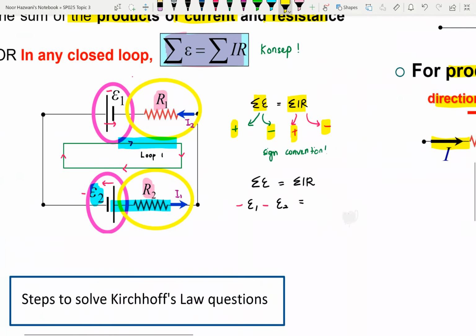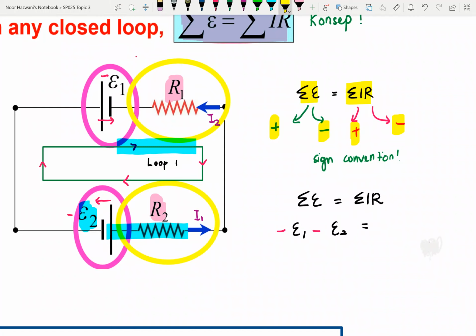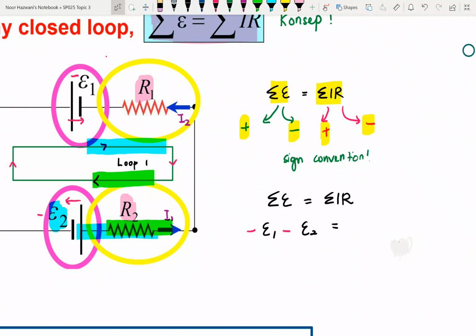Okay, let's say kita tengok kat sini. Loop kat sini dia ke arah kiri. Tetapi sekarang I1 yang lalu ke R2 adalah ke kanan. Jadi dia opposite kan? So bila opposite dia akan jadi negatif. Okay, so bila kita nak tulis, kita akan tulis sebagai negatif. I yang lalu adalah I1. So, I1 R2. Negatif.